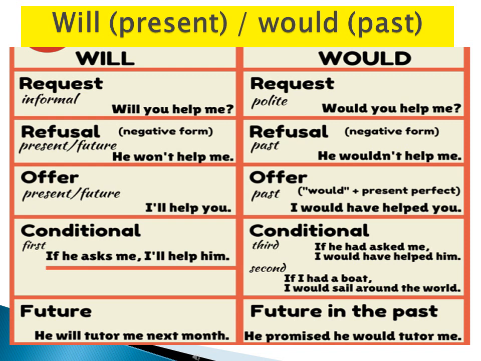Okay, last example, future. He will tutor me next month. So here it is in the future, يعني to express future, تحدث عن المستقبل. We can use would also as a future in the past. He promised he would tutor me. يعني وعدني بأنه سيساعدني في تعليم شيء ما. Okay.